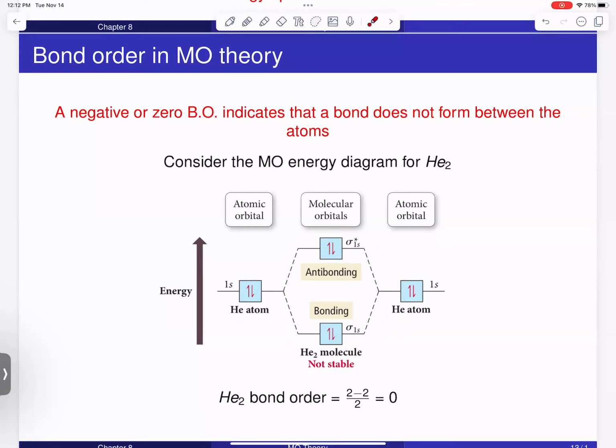And by populating equal numbers of bonding and antibonding orbitals here in terms of the total electron count in each, we find that the bond order is going to be 0, right? And if you have a 0 bond order, we would predict that a bond does not form between these atoms, which of course is what we observe experimentally. Helium does not bond with other atoms in general.